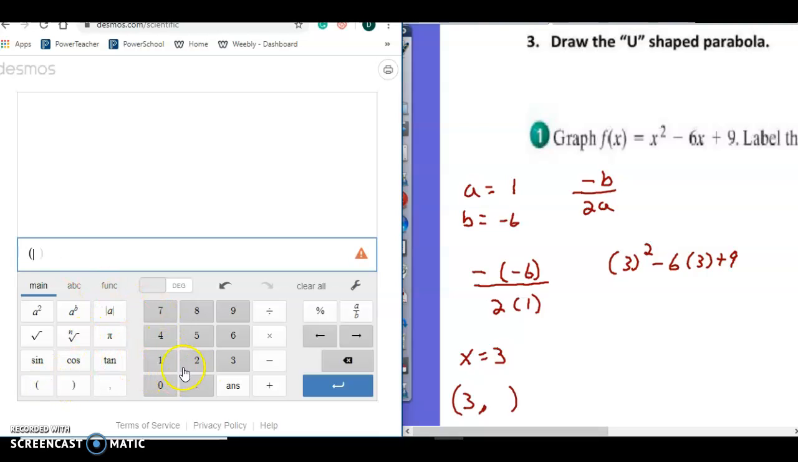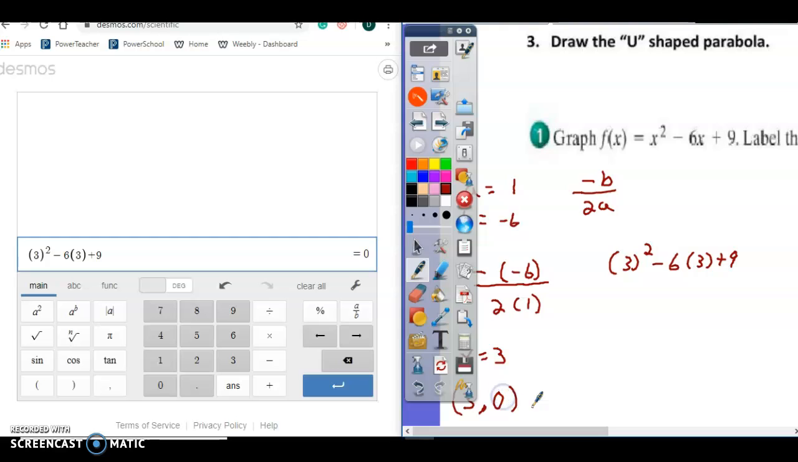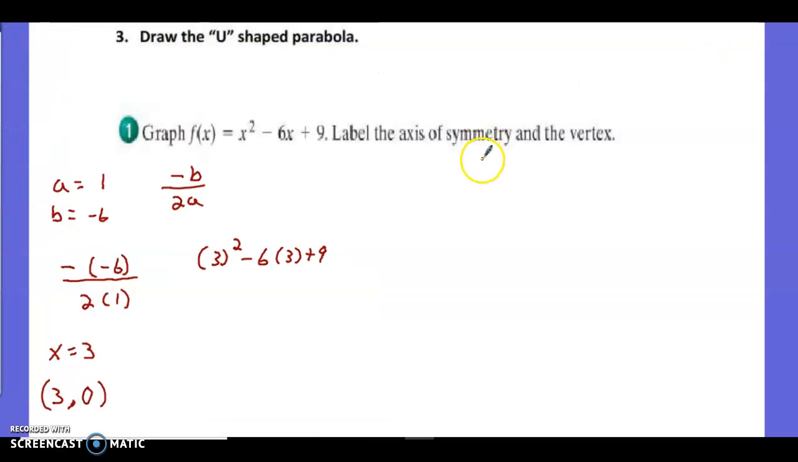So parentheses 3 squared minus 6 times 3 plus 9. And that gives us 0. So we can type in 0 as our vertex. I'm going to leave this up here. I'm going to show you a shortcut because this equation is going to stay the same. The only thing that's going to change is our input. So when I pick different numbers, I'm just going to have to replace those 3's, which is kind of a cool shortcut. All right, so now I'm going to go over here and draw my graph.